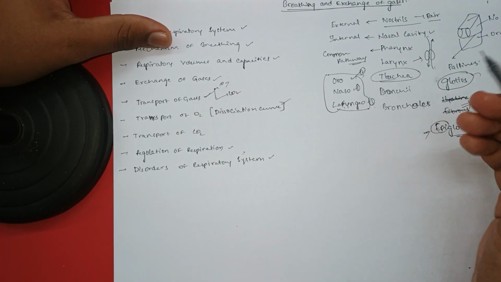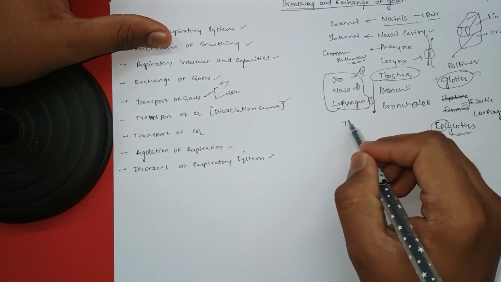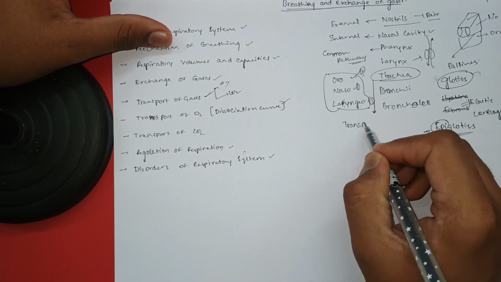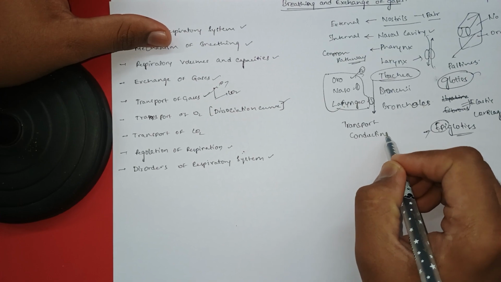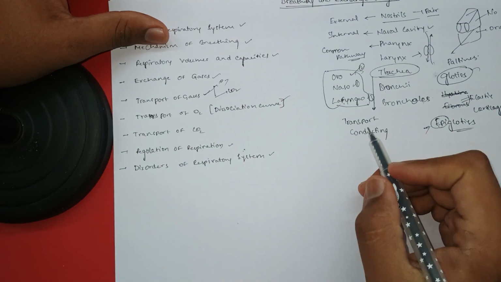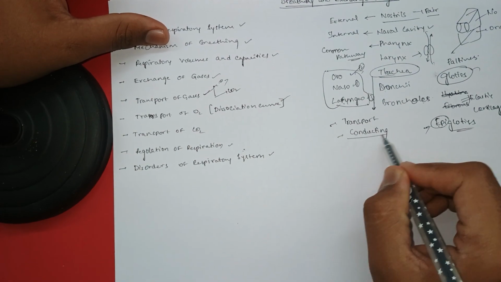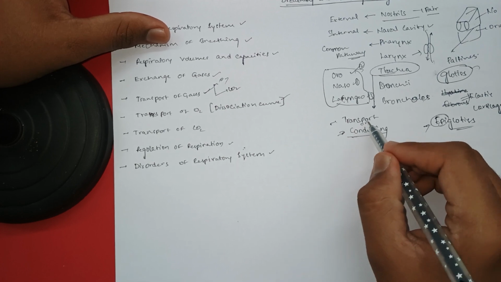After that, trachea. Trachea is a tube which connects the transport part and conducting part, I would say. You have two parts of your human respiratory system, the conducting part and the exchange part.